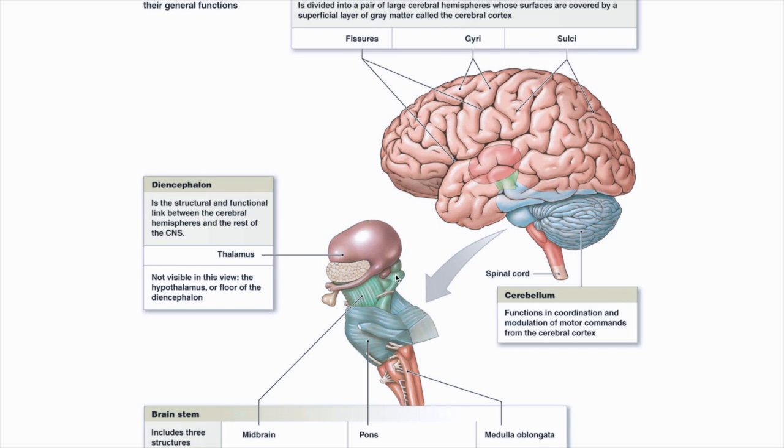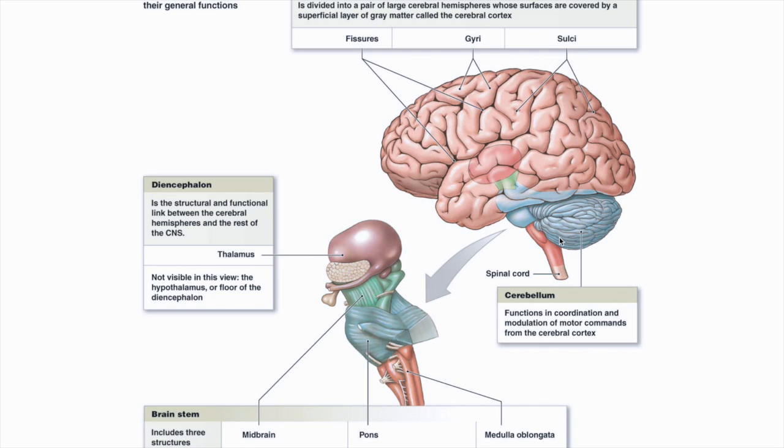Below the thalamus, we'll have the hypothalamus. It contains centers involved with emotion, autonomic function. We'll talk more about the autonomic nervous system next chapter. Also in the hypothalamus, you have some hormone production, and you'll learn about those hormones next semester.